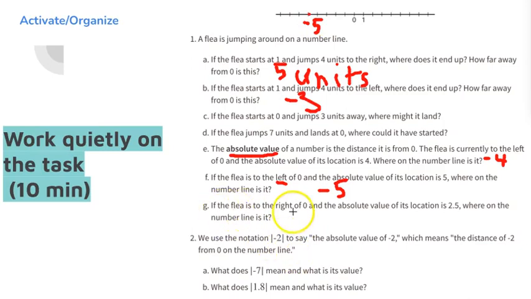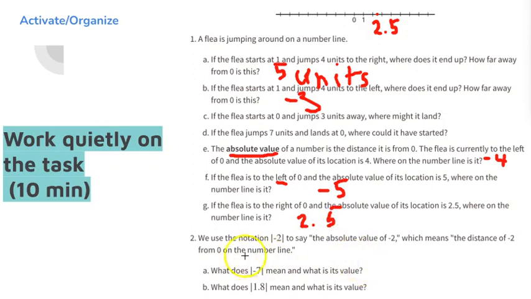What about here, if the flea is to the right of 0 and has an absolute value of 2 5/10? Where is it on the number line? Yep, again, the absolute value just tells you how far it is from 0. And if we're 2 5/10, it's going to be right here because it said it was to the right of the 0.